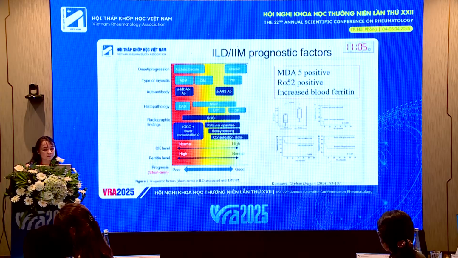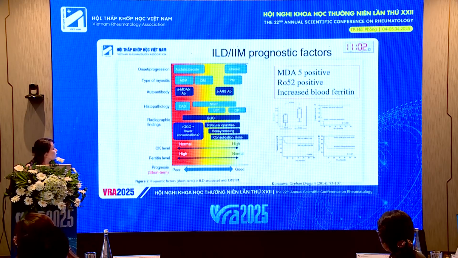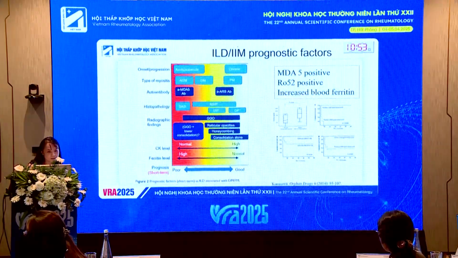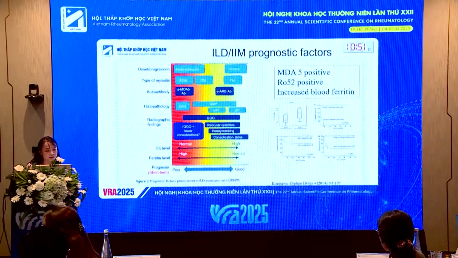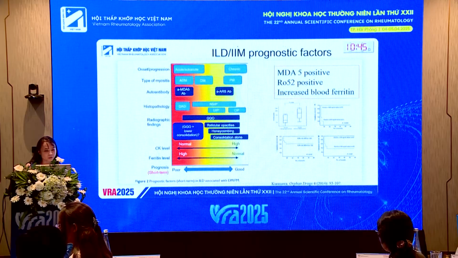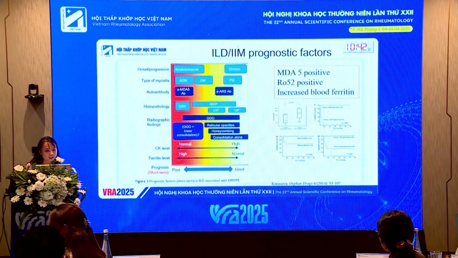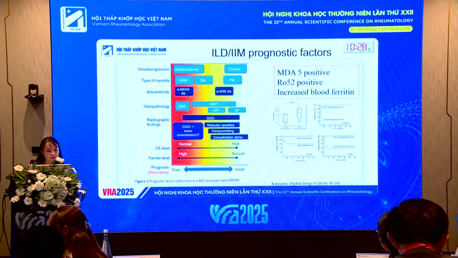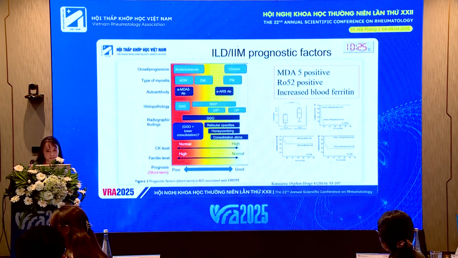The prognostic factors for poor outcome: acute onset type of amyopathic dermatomyositis, presence of MDA5, radiographic findings showing ground glass opacity, lower consolidation, normal CK, high ferritin. And the factors for good outcome: chronic onset type of polymyositis, presence of ARS antibody, ground glass opacity, reticular opacity, honeycombing, consolidation alone in radiographic findings, high CK, normal ferritin.